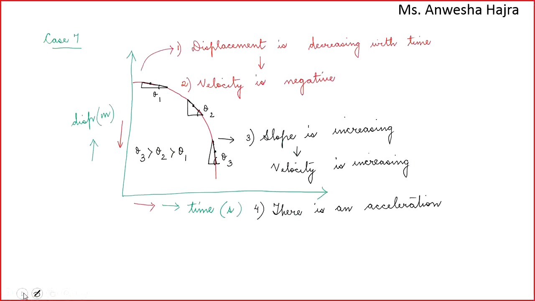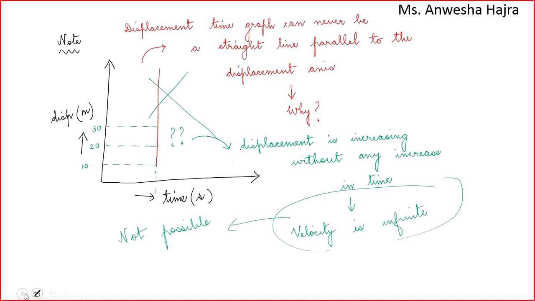Case 7 was displacement, again decreasing with time. Velocity is negative. Slope is increasing. You can see the angle is increasing. Velocity is increasing. And increasing velocity is acceleration. And a very, very important point to note, displacement time graph can never be a straight line parallel to the displacement axis, because it tells us displacement is increasing without an increase in time. Velocity is infinite. This is not possible.